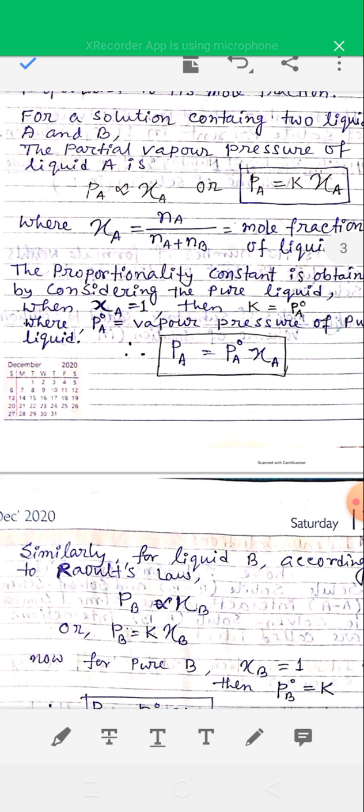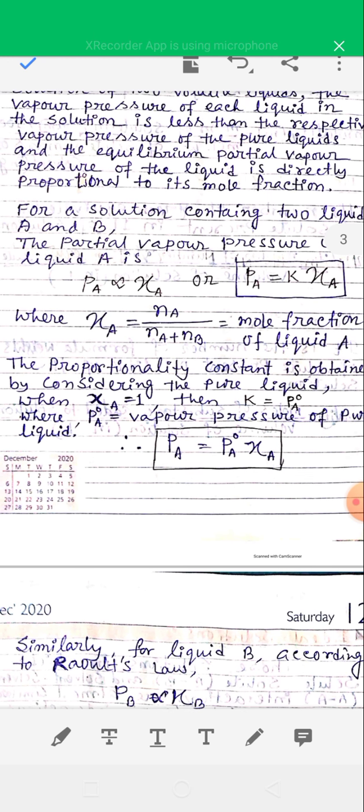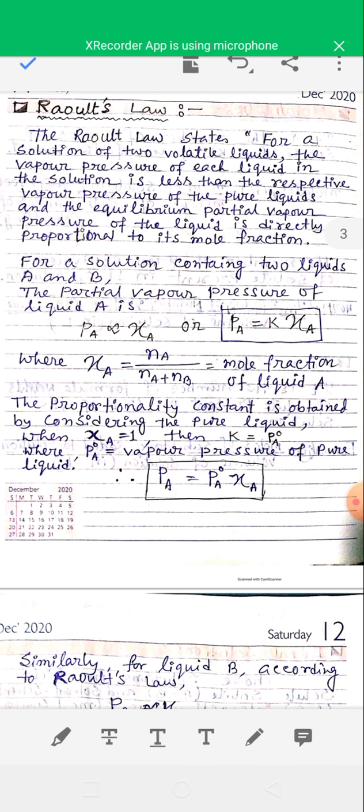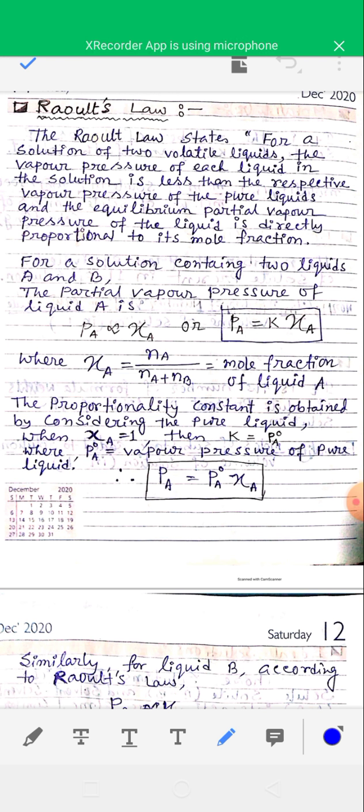Okay, so according to Raoult's law, for a solution containing two liquids, liquid A and B, the partial vapor pressure of liquid A, Pa, is proportional to Xa, where Pa is the partial vapor pressure of liquid A and Xa is the mole fraction of A in solution. So according to Raoult's law, Pa is proportional to Xa. Now Pa is equal to K into Xa, where K is a proportionality constant and Xa is the mole fraction.